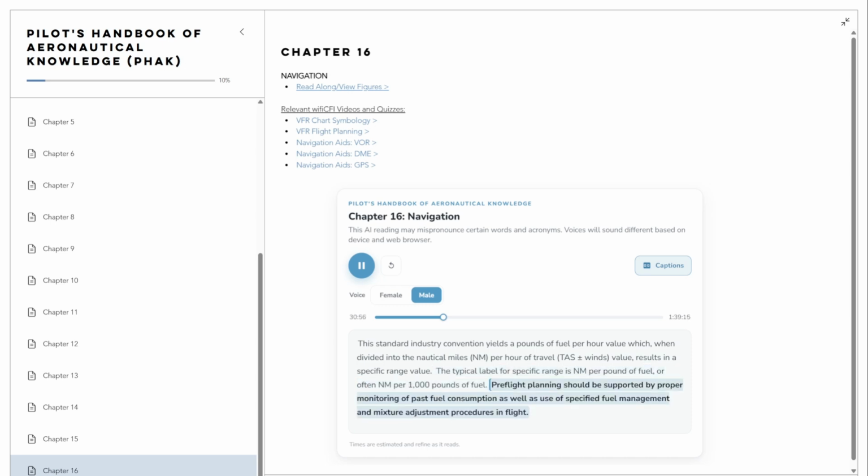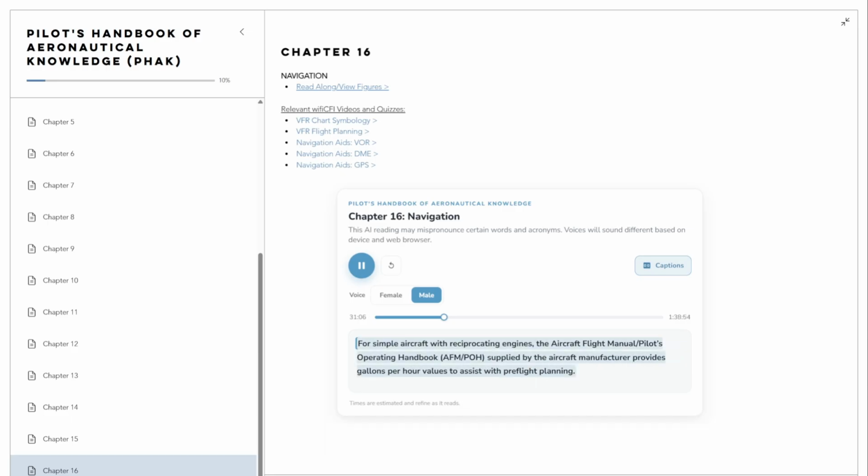Pre-flight planning should be supported by proper monitoring of past fuel consumption as well as use of specified fuel management and mixture adjustment procedures in flight. For simple aircraft with reciprocating engines, the Aircraft Flight Manual, Pilot's Operating Handbook, AFM, POH, supplied by the aircraft manufacturer provides gallons per hour values to assist with pre-flight planning.